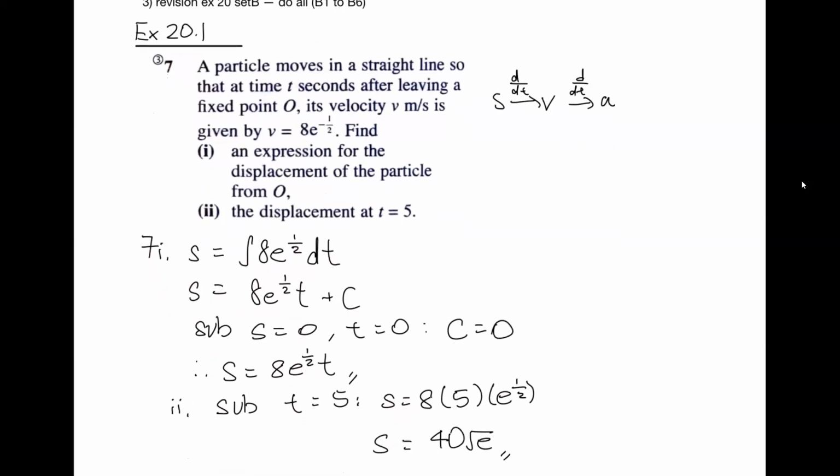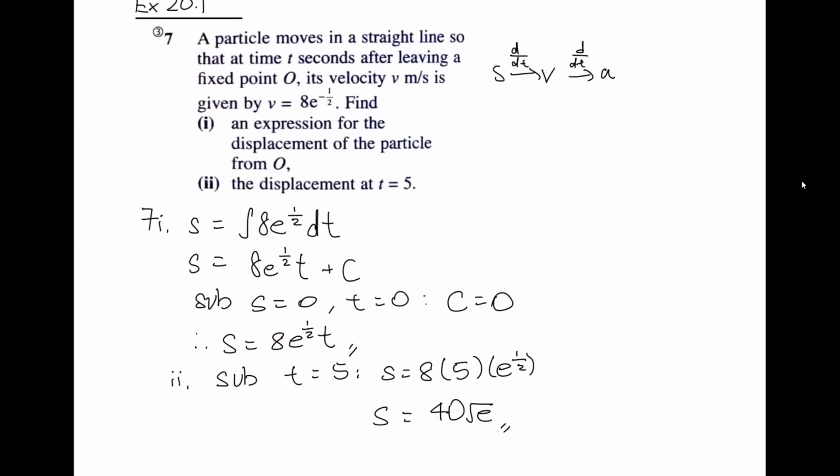A particle moves in a straight line so that at time t seconds after leaving a fixed point O, its velocity v meters per second is given by that formula. Find part 1, an expression for the displacement of the particle from O. So displacement means you're looking for s, then to go from v back to s, you have to integrate, right? Because they start you off with velocity. So you just integrate this and you end up with the same thing, but with an extra t.